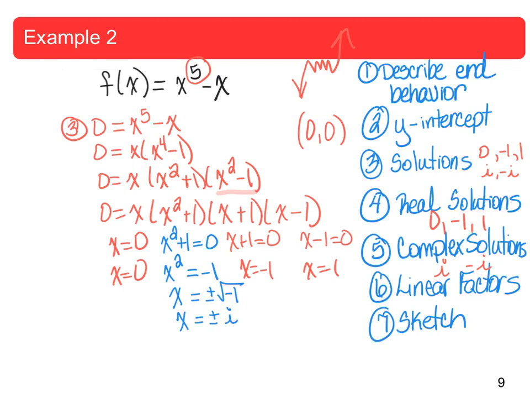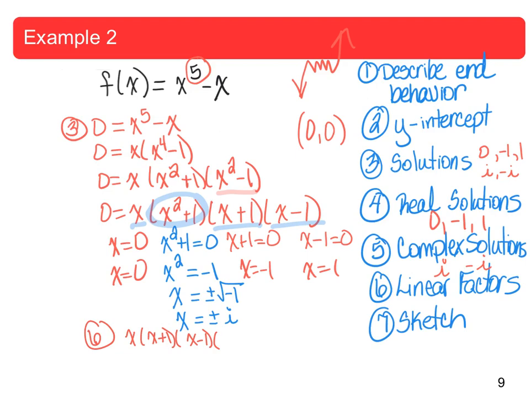Okay. Now, my linear factors, I've already got some of those linear factors. x is a linear factor because it's to the first power. x plus 1 and x minus 1 are linear factors because they're all to the first power. x squared plus 1 is not linear. Okay, x squared is a quadratic and it is not linear. So, for part 6, okay, I have some of my linear factors. I have x, and then I have x plus 1, and I have x minus 1.